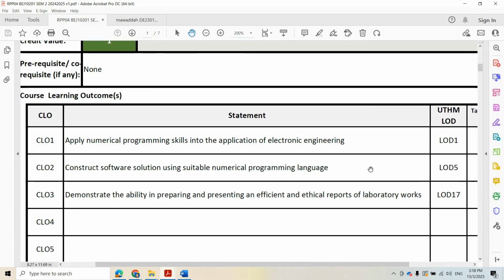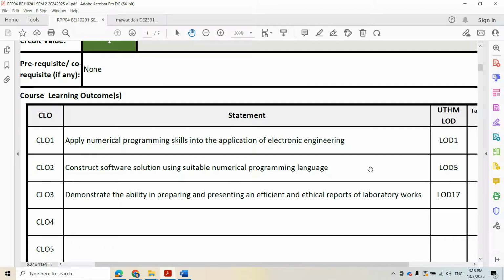The next one is to construct software solutions using a suitable numerical programming language. Just like what I have been talking about just now, we'll be using MATLAB. When you want MATLAB to do some calculations, of course you have to give it instructions. You have to tell it using the language that MATLAB understands. So we want you to be able to construct software solutions using a suitable language that MATLAB is able to understand.